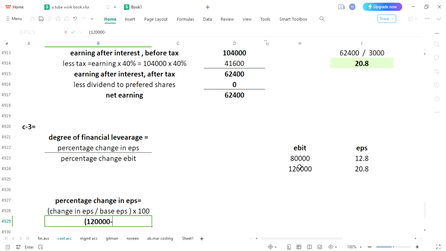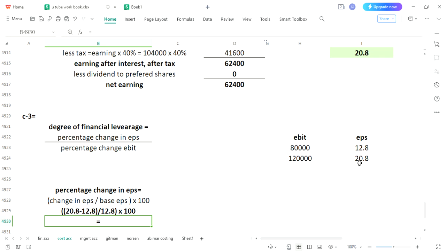Okay, we need to calculate the change in EPS first. So to calculate the change in EPS, you will simply subtract: 20.8 minus 12.8. This way you can calculate your change in EPS, and that would be divided by base EPS, which is 12.8. It was said in your question to make 80,000 EBIT as base. So your base EPS is 12.8, and finally you will multiply it by 100 to calculate your percentage. The statement has been completed.